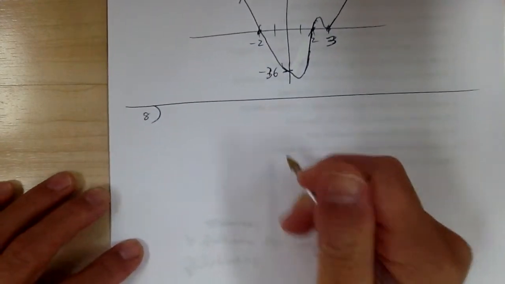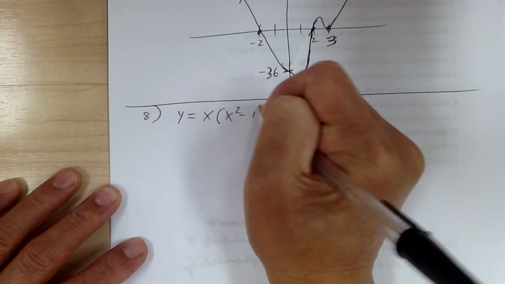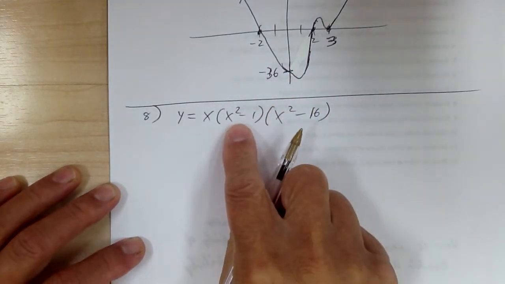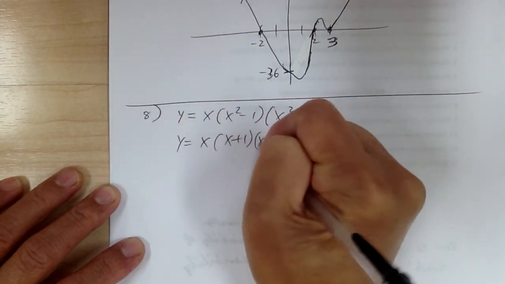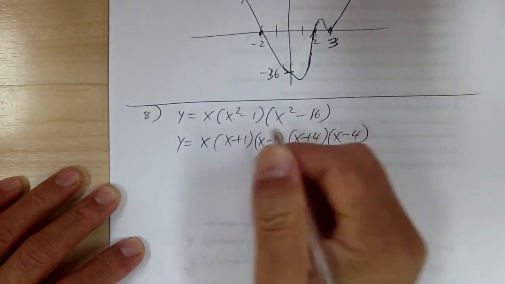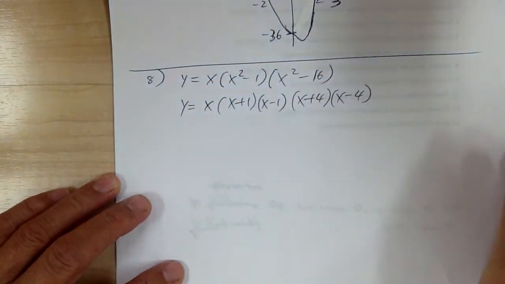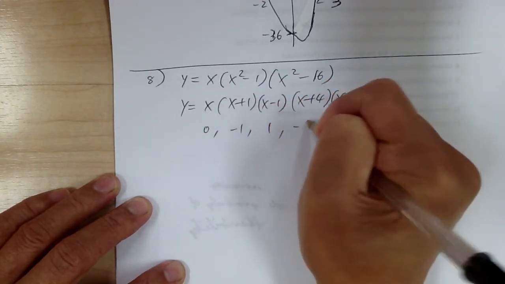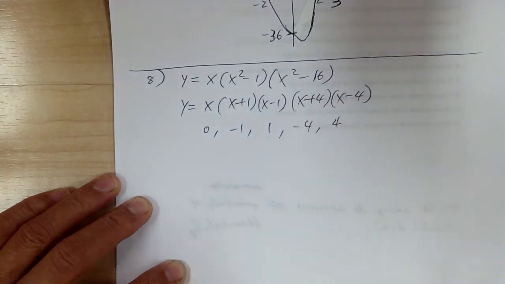Number 8, you have y equal to x squared minus 1, x squared minus 16. So again, when you have squares inside of parentheses, you need to factor everything. Okay, so you're going to get x plus 1, x minus 1, x plus 4, x minus 4. So the critical values, or the x-intercepts, are 0, negative 1, 1, negative 4, and 4. Again, all you do is set equal to 0 and solve, right?